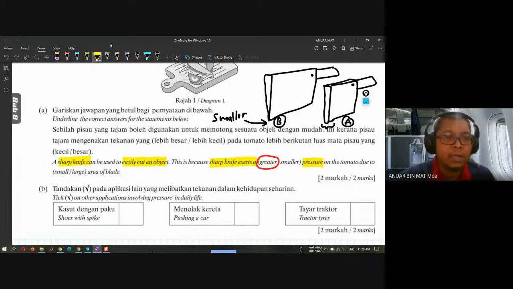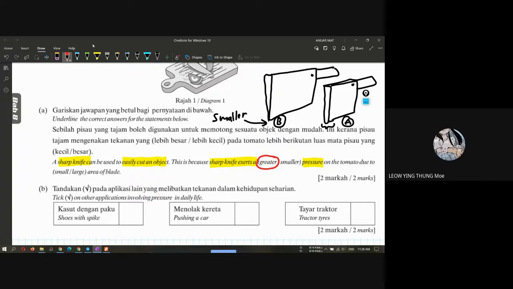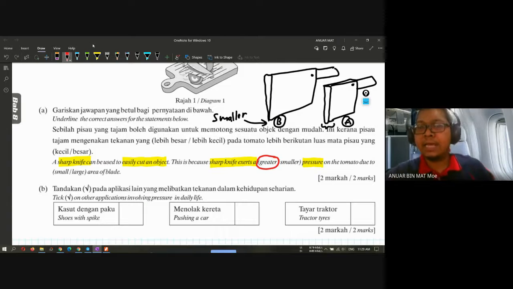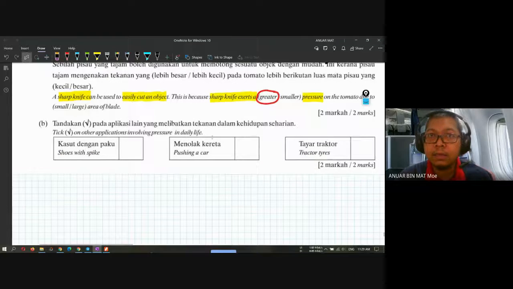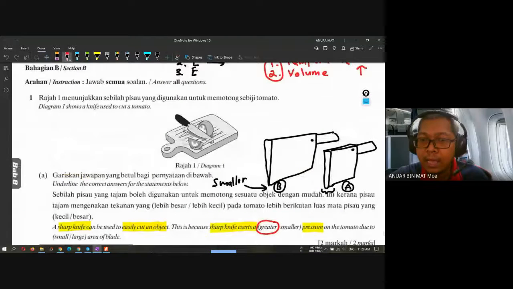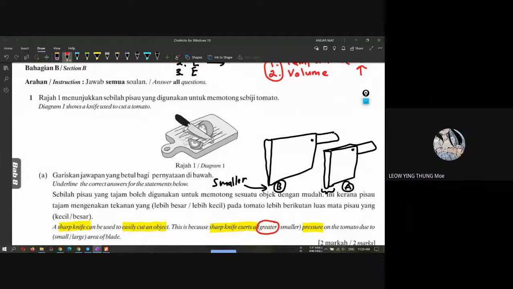I just draw it for you. Small or large area of the blade? In B, small or large area? Large. Large area of the blade or small area of the blade? Can you see here, between B and A? Can you see the A blade? Yes. Which one has small surface area of the blade, B or A? B. B, right.